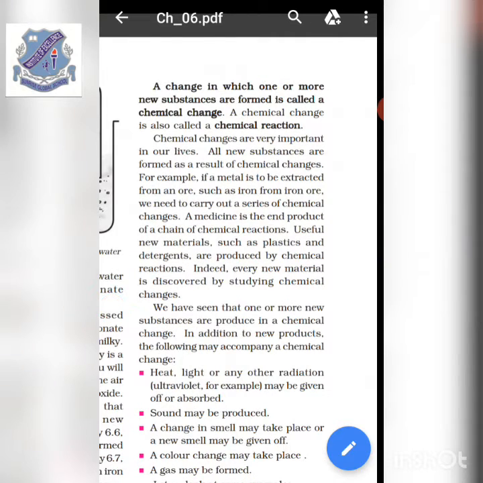A change in which one or more new substances are formed is called a chemical change. A chemical change is also called a chemical reaction. This is a definition that you have to mark as important. Now what is a chemical reaction? Whenever one or more new substances are formed, that is a chemical change, and a chemical change is known as a chemical reaction.